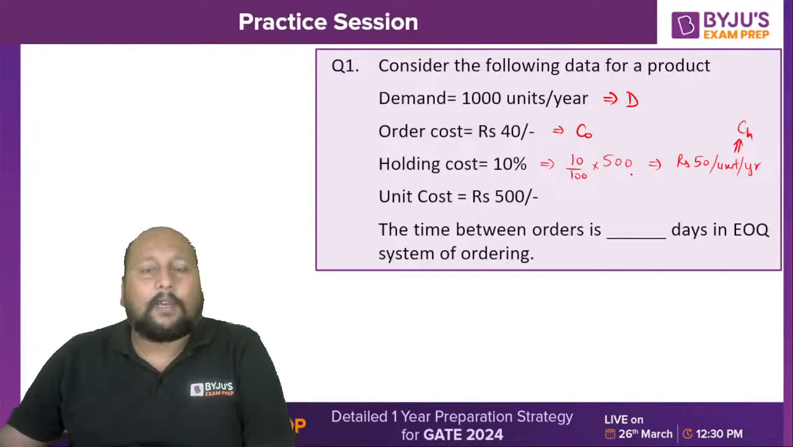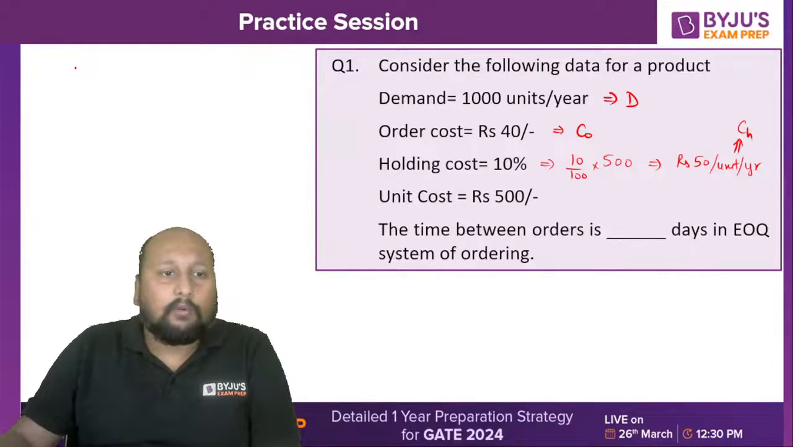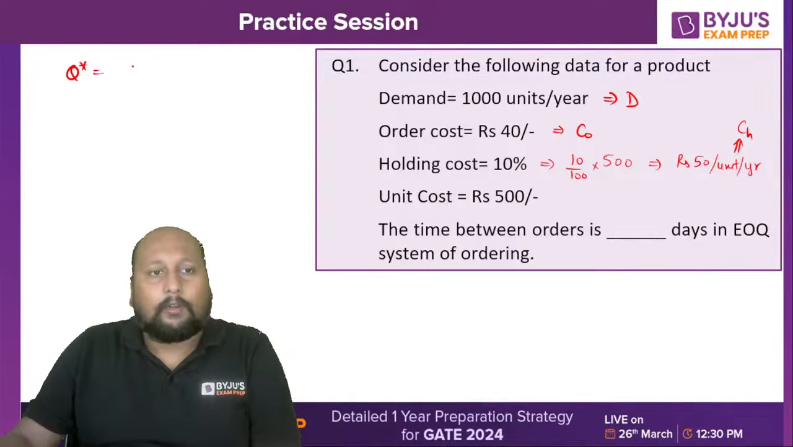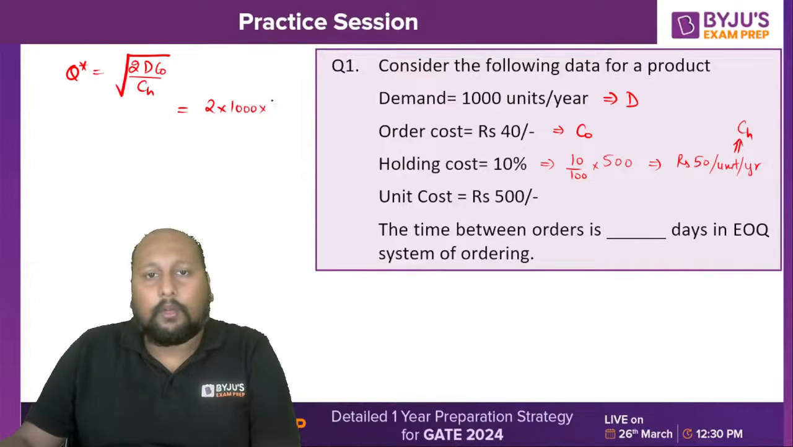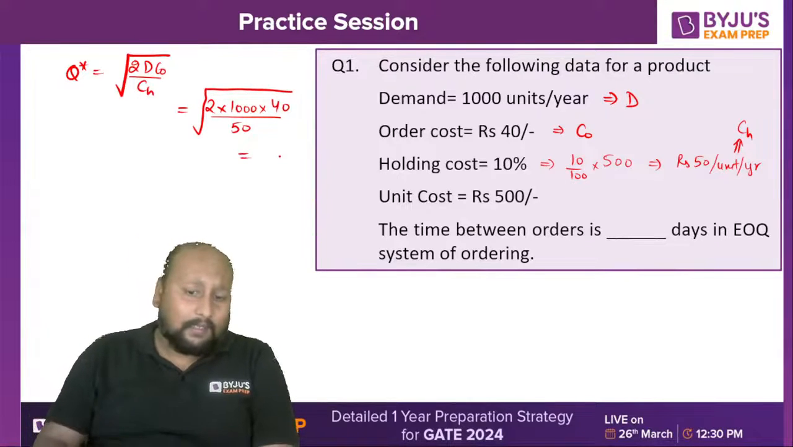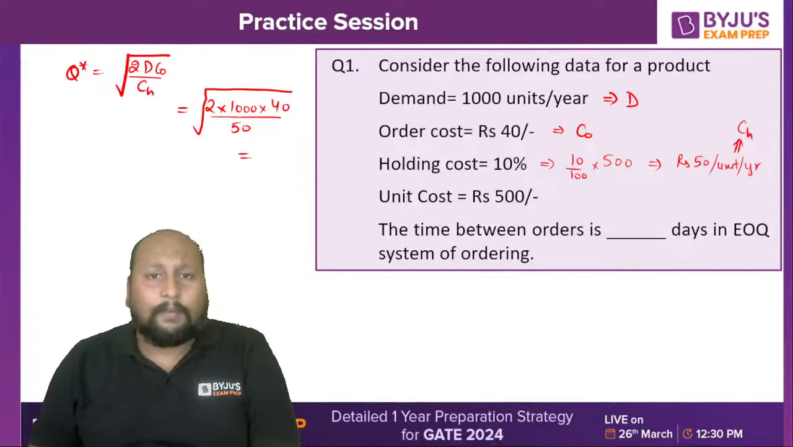So let us calculate from the basic EOQ model the Q star value. Q star is equal to root of 2D CO by CH. So we'll be having root of 2 into 1000 into 40 divided by 50. Can you tell me what is the answer? Because today we'll be having the practice session, right? So tell me what will be the answer.